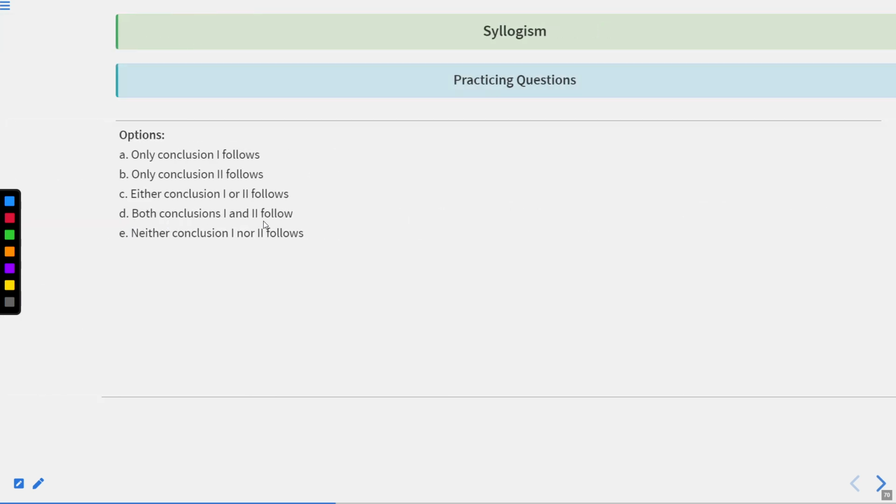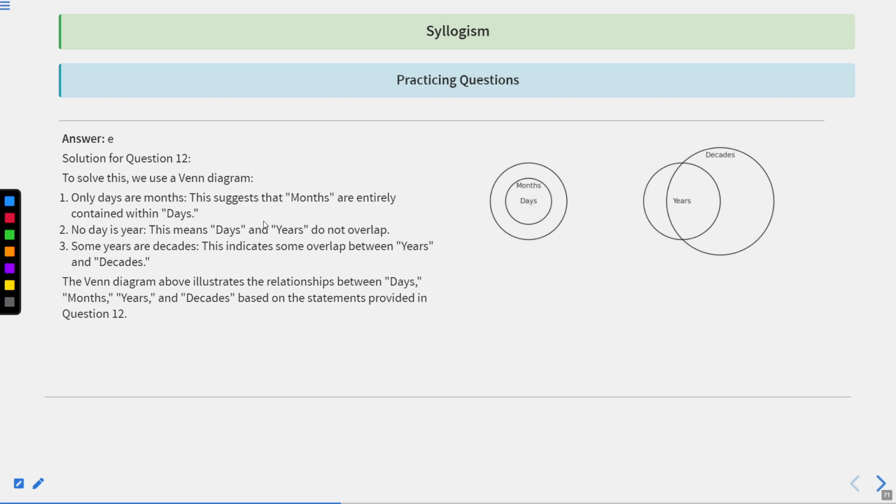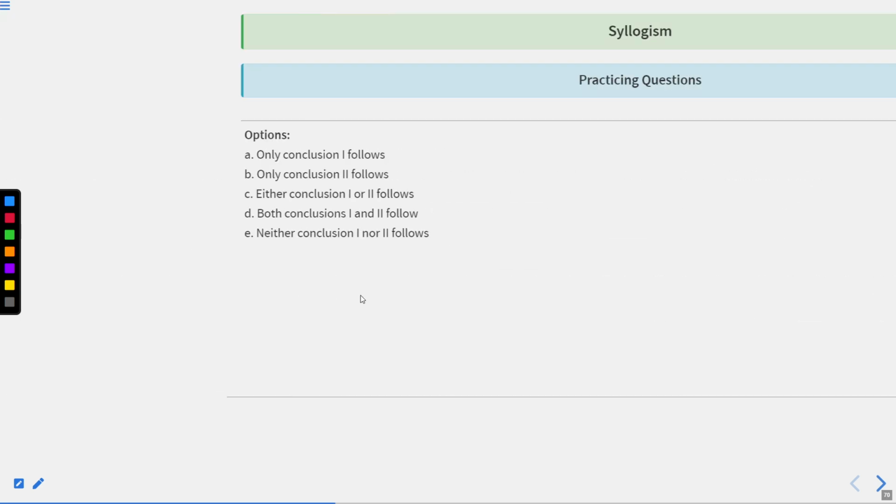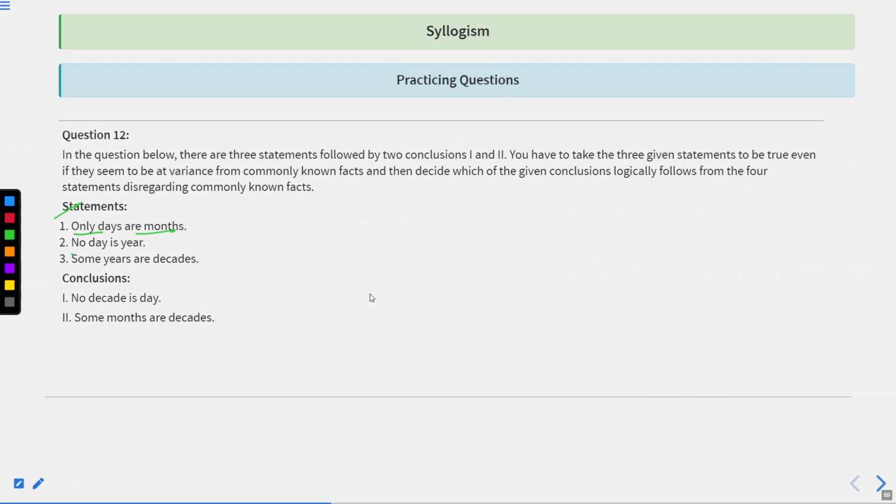Let's see the diagram and try to understand how it will look. When we say only days are months, this suggests that months are entirely contained in days. So this is day, and this is month. And no day is a year, so there is no relation between days and years. Some years are decades. Now, after drawing the Venn diagram, let's figure out what the conclusions say.